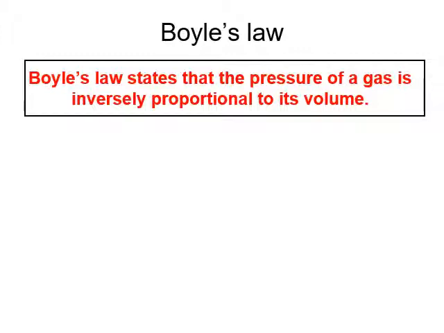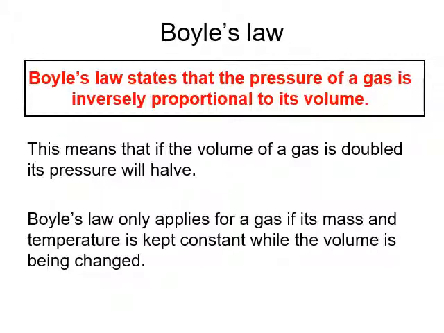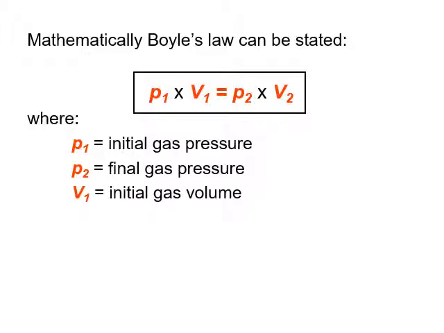Boyle's Law states that the pressure of a gas is inversely proportional to its volume. What does that mean? It means that if the volume of the gas is doubled, then pressure will be halved. Boyle's law only applies for a gas if its mass and temperature are kept constant while the volume is being changed. So Boyle's law states that pressure equals 1 over the volume. You can rearrange the equation to state that P1 times V1 equals P2 times V2, where P1 is the initial gas pressure, P2 is the final gas pressure, V1 is the initial volume, and the final gas volume is V2.